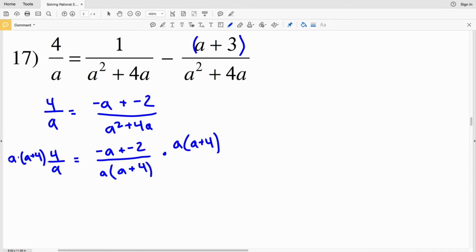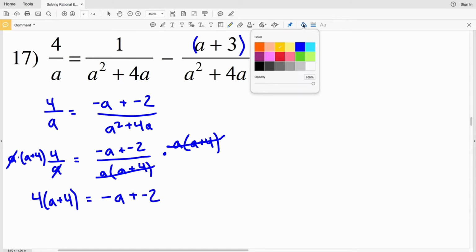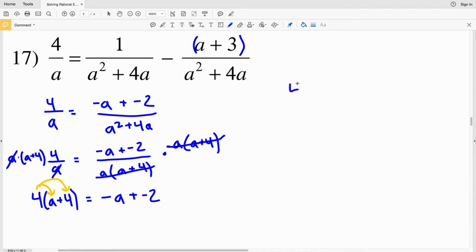When we do that, the a's will cancel out, so we'll be left with 4 times a plus 4. And on the right, a times a plus 4 will both cancel out, so we'll be left with negative a plus negative 2. I'm going to start by distributing that 4. So I'll get 4a plus 16 is equal to negative a plus a negative 2.